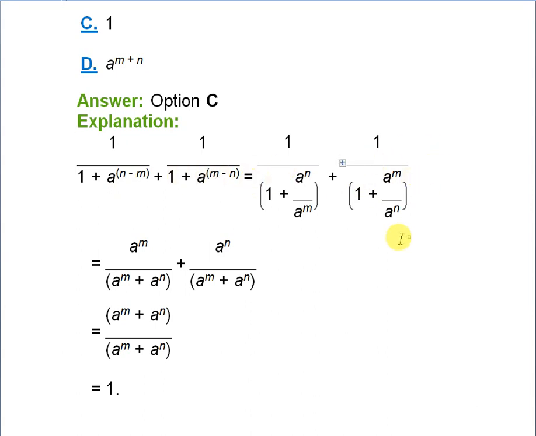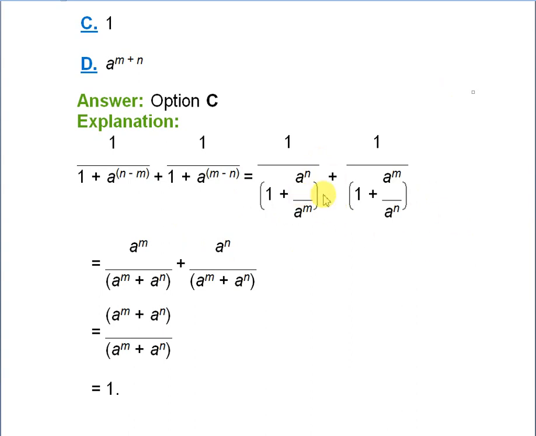Now once you take the LCM here, you'll solve it and you'll get a raised to the power m divided by a raised to the power m plus a raised to the power n, plus a raised to the power n divided by a raised to the power n plus a raised to the power m. Now you can take the LCM because the denominators are both the same. So it is a raised to the power m plus a raised to the power n divided by the same. So you can cancel it and you have the answer as 1. If you are confused with the concept of LCM, you can go and watch the video on HCF and LCM. This concept is explained there.